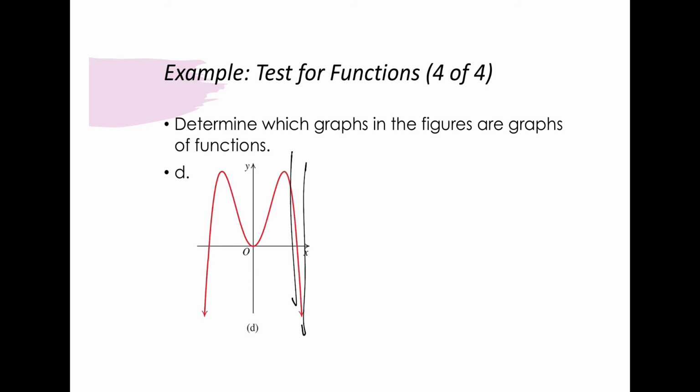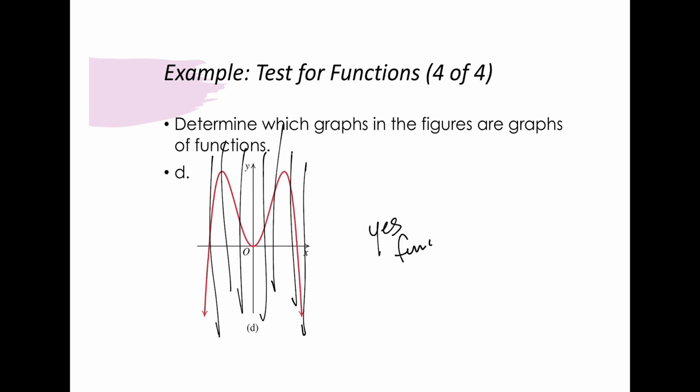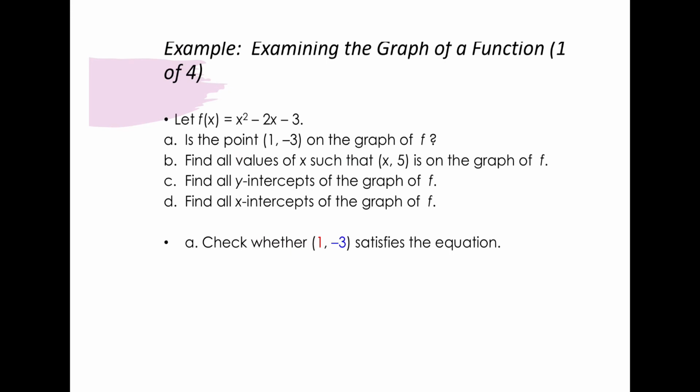Again, a vertical line passing through a single point every time. So yes, this is a function. Every input is giving me exactly one output. So the vertical line test, if we have the graph, is a great way for us to discern whether or not we have a function relationship.